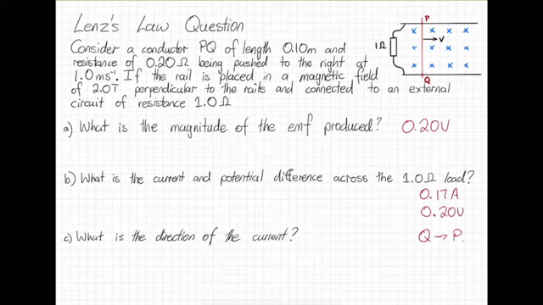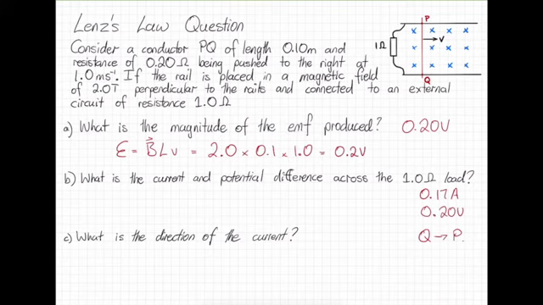Well, from this we can use our equation that our EMF is equal to the magnetic field times a length times a velocity, which just gives us that 2 times 0.1 times 1.0 is going to give us 0.2 volts.